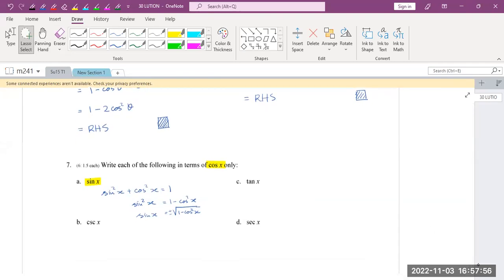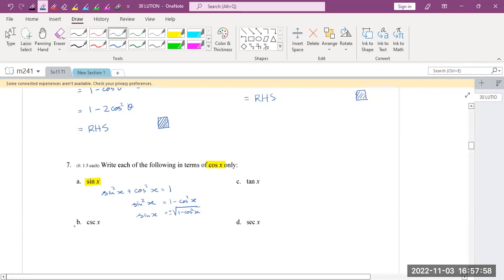Now, how about cosecant x? Well, cosecant x is the reciprocal of sine, right? We already have the sine. So this will be plus minus 1 over the square root of 1 minus cosine squared x.